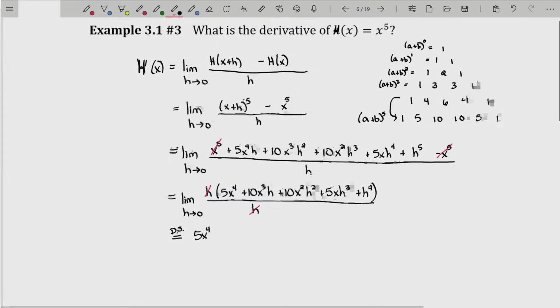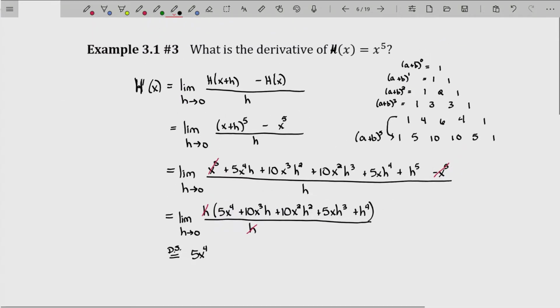Now I want to draw your attention to something. Our original function was x to the fifth. Its derivative is 5x to the fourth. And I've mentioned in previous videos that with polynomials, it looks as though when you take a derivative, you lose a power. You go from the parent to the child, it loses something along the way, specifically a power or a degree. And that's exactly what happened here.